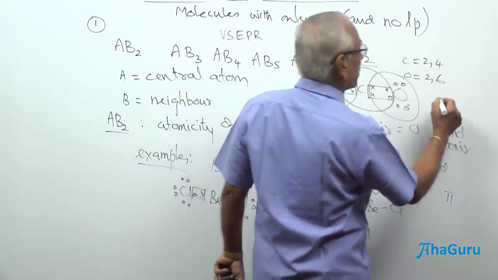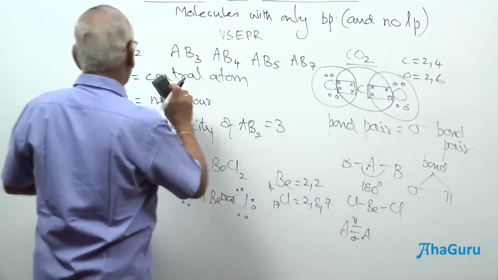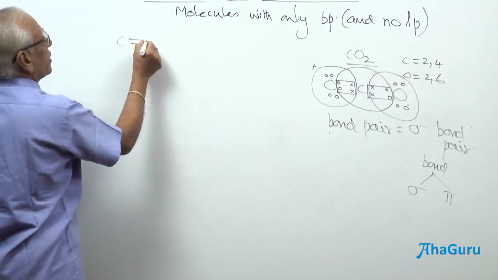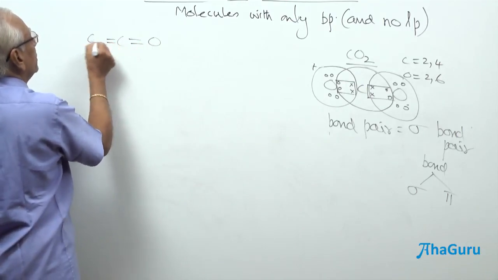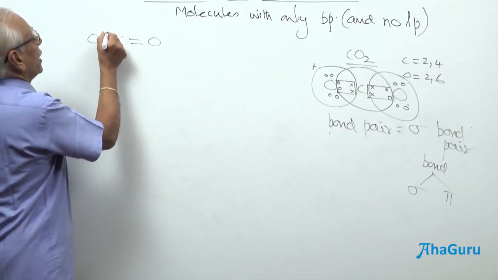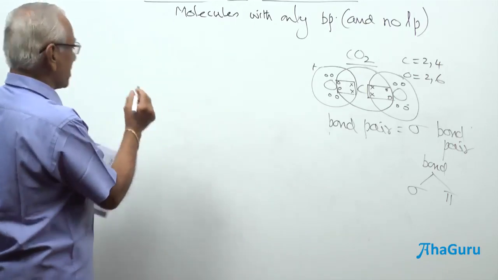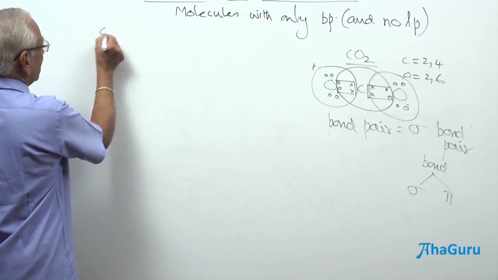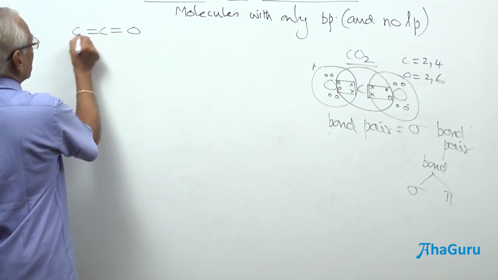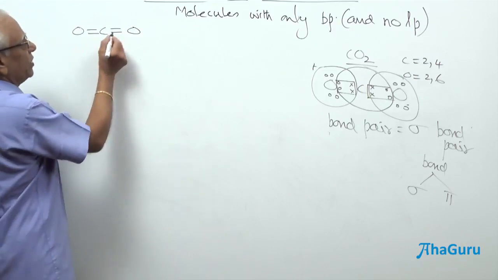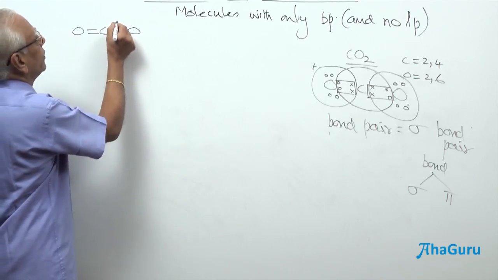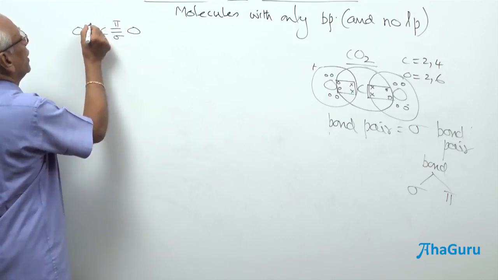So, how do you draw the structure here? I shall write the structure of carbon dioxide here. Please note, this is the structure. One is a sigma bond, the other one is a pi bond. Therefore, oxygen double bonded to carbon double bonded to oxygen. Right? As I told you, any double bond would refer to presence of one sigma bond and one pi bond, one sigma bond and one pi bond.